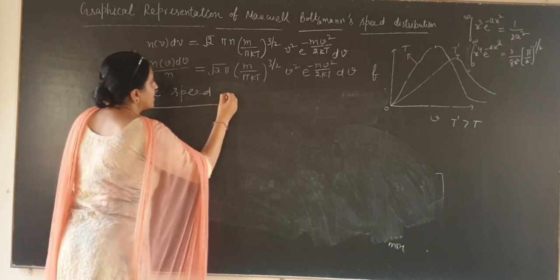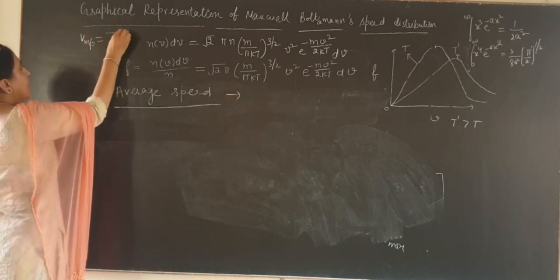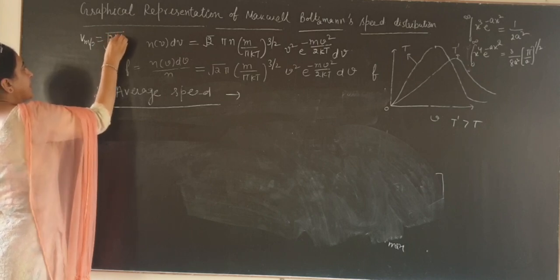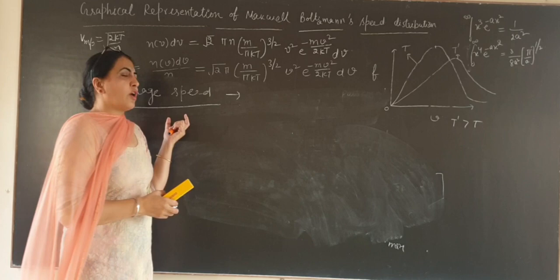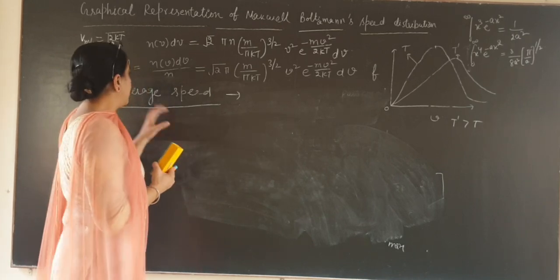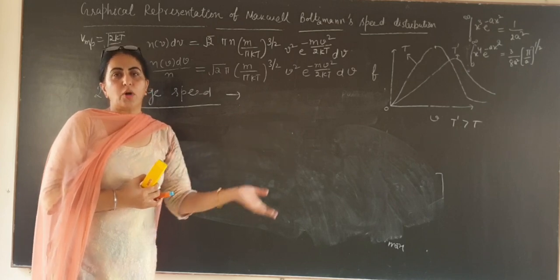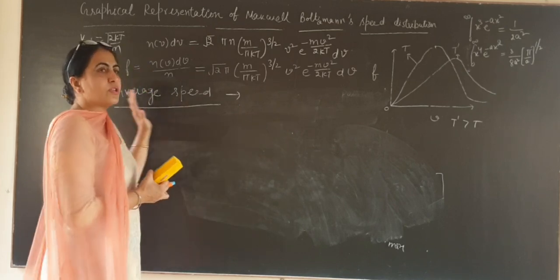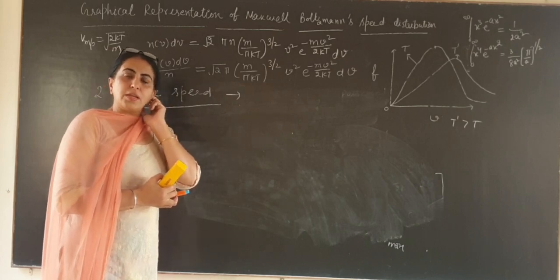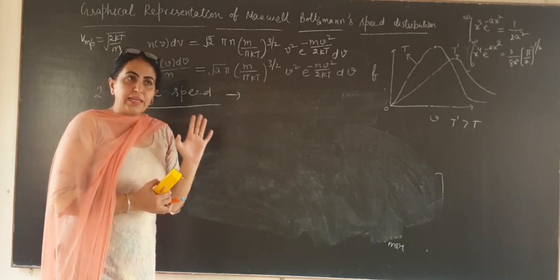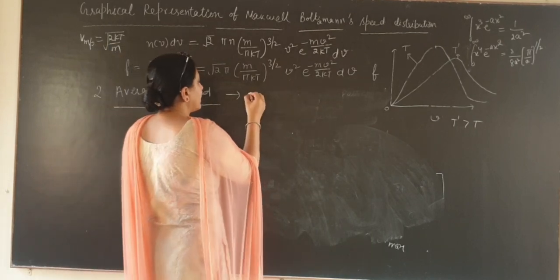Average speed. So I write here most probable speed, that is equal to under root 2kT by m. Now average speed, from the name here you can define it as the average of the speeds of all the molecules of a gas. The average of all the speeds of all the molecules of the gas. This is the definition.